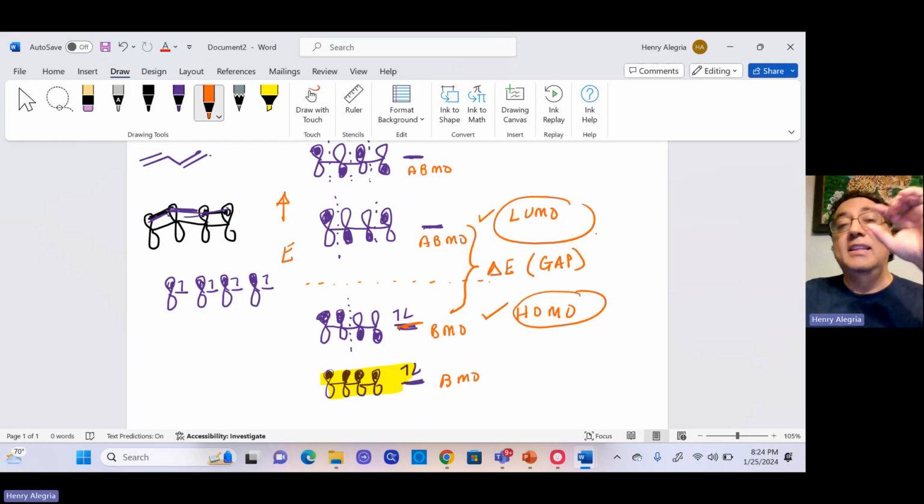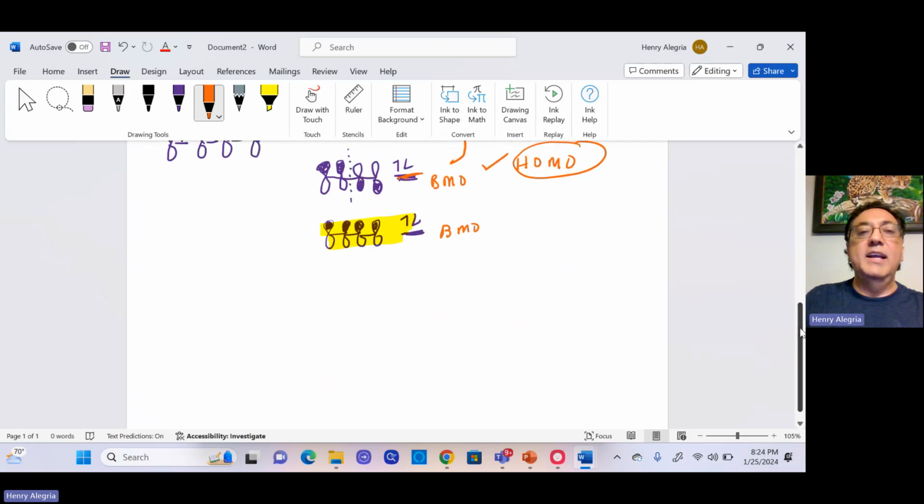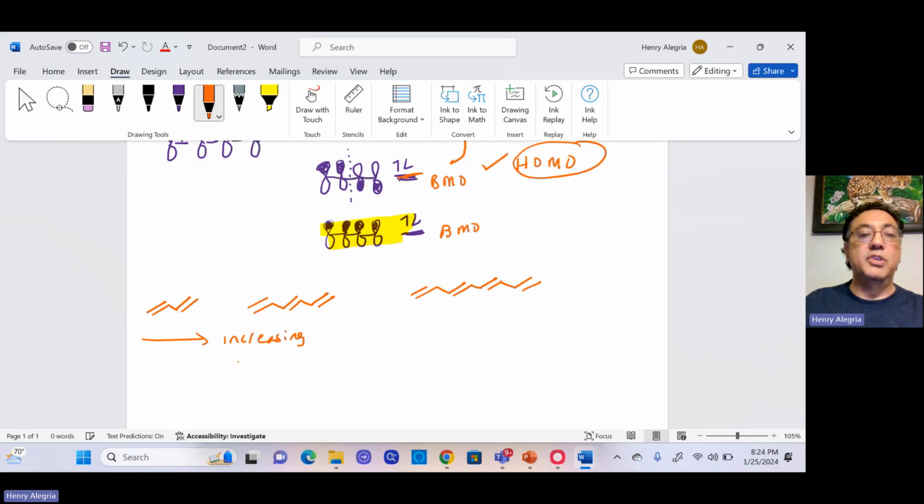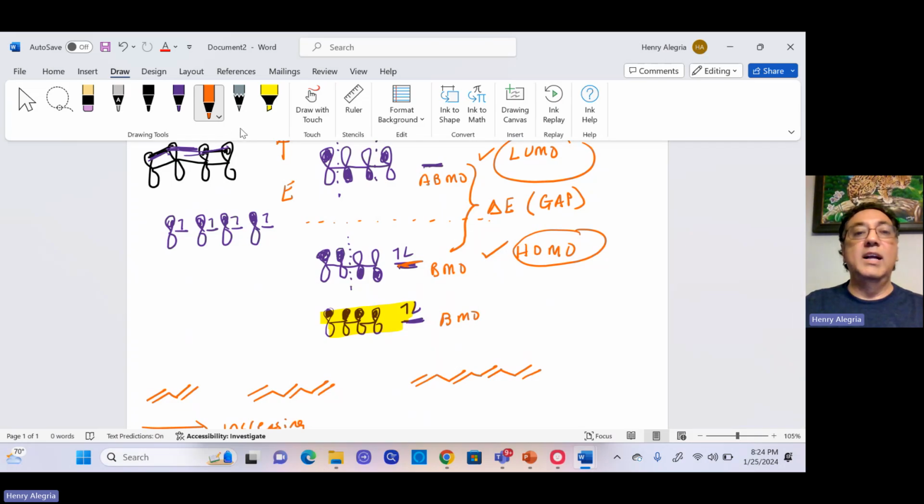It turns out that the size of that gap gets smaller with increasing conjugation, meaning the following. If I have two double bonds conjugated versus three double bonds conjugated versus four double bonds conjugated, then as I'm going in that direction, I'm getting increasing conjugation. So what happens as the molecules have more conjugation is that the energy difference between the HOMO and the LUMO gets smaller. So the delta E, this gap here, is getting smaller.